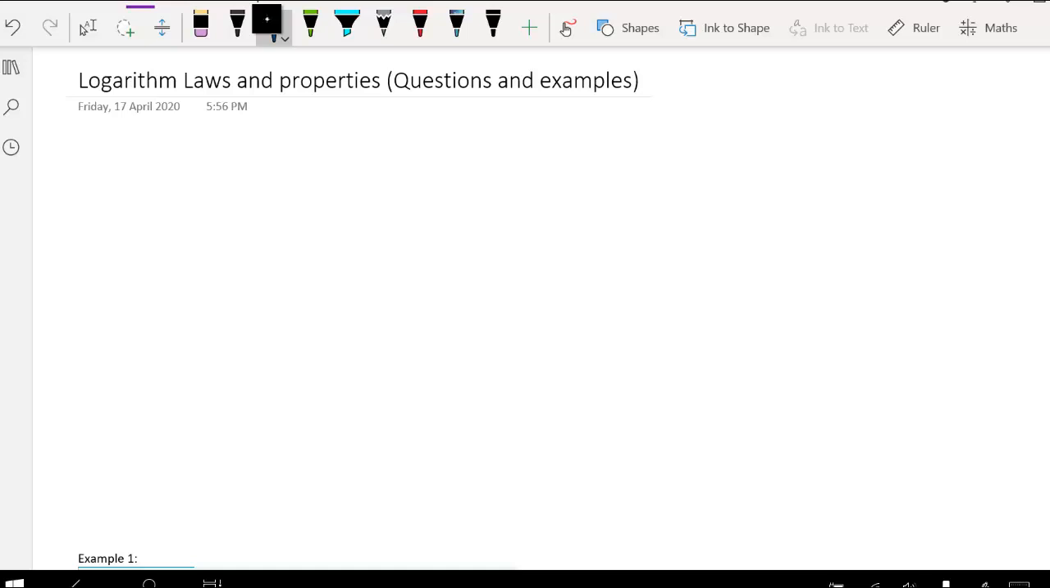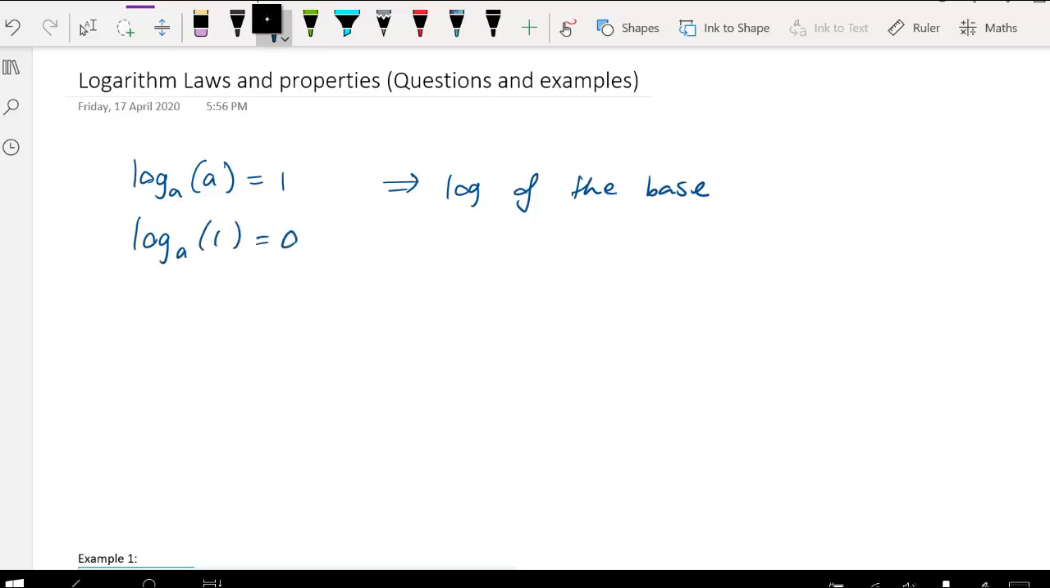When we look at log base a of a is equal to 1, we'll call this one log of the base. When we look at log base a of 1 is equal to 0, we'll call this log of 1.